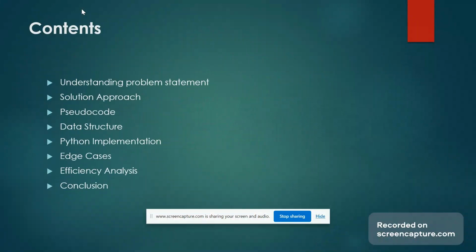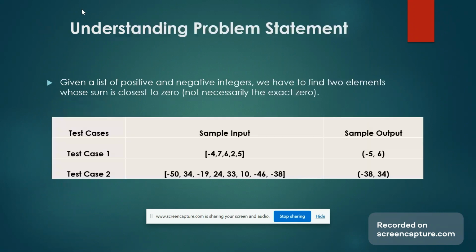On this particular problem, we are going to initially understand the problem statement and solution approach, what we are going to do, followed by the pseudocode and its data structure. Further, the Python code implementation, along with the edge cases on our code and efficiency analysis of our code, and finally the conclusion.